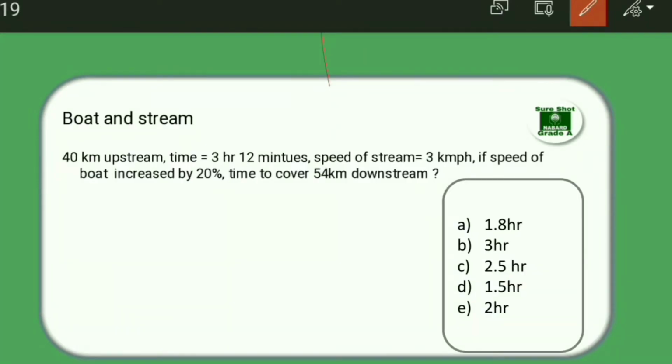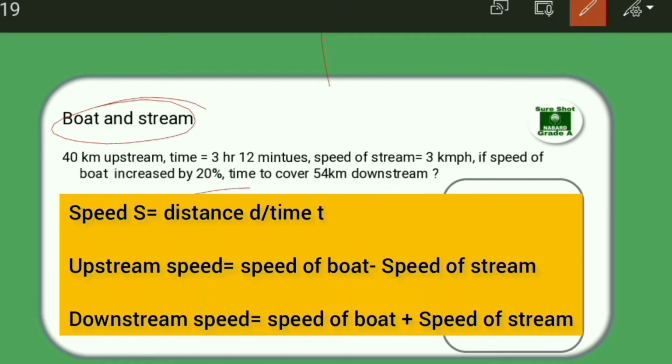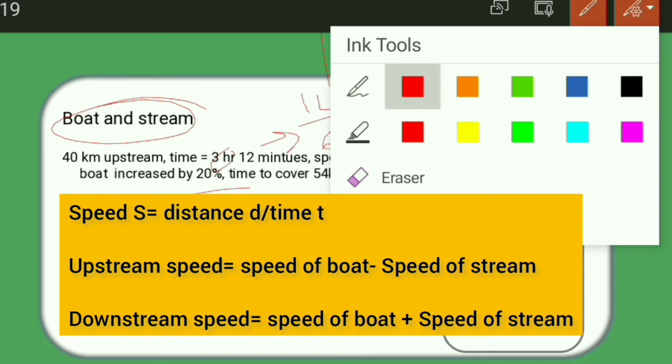The next question is from boat and stream. Here 40 km upstream, the time is given as 3 hours 12 minutes, and the speed of the stream is 3 km/h. The speed of the boat is increased by 20%. Find the time to cover 54 km downstream. Everything is given in kilometers and hours, so we need to convert 12 minutes into hours. 12 by 60 is 1 by 5, which is 0.2 hour.